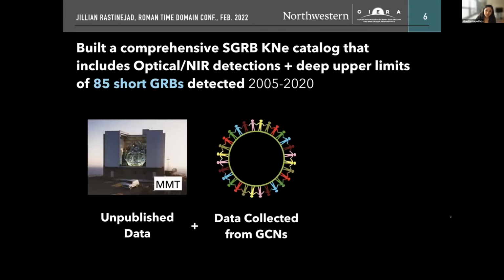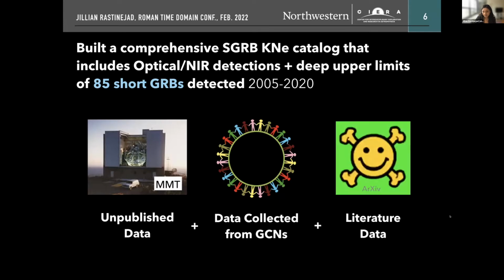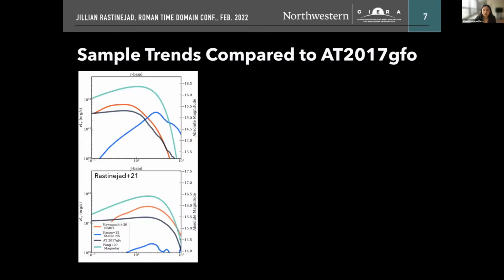In addition, we went through the GCNs for recent bursts and collected any data. And then finally, we did a literature search collecting relevant short GRB kilonova observations. One thing that I want to highlight is how our entire sample compares to AT 2017gfo. So the light curves of AT 2017gfo are shown in the black lines, in the R band on the top and then in the J band on the bottom.